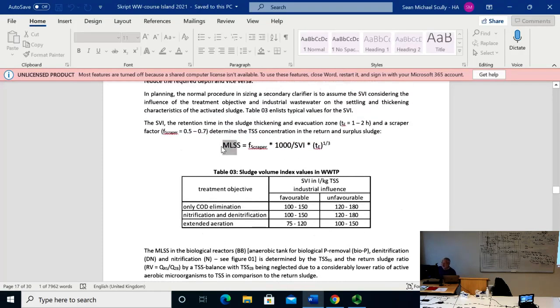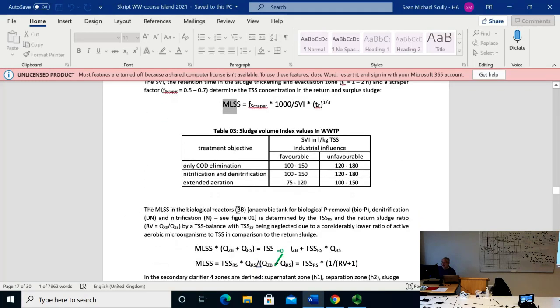This is the TSS in the return sludge, no? And the MLSS in the biological reactor, the anaerobic tank, where the biological reactor consists of those 3 tanks for BioP removal, denitrification, nitrification, is determined by the TSS in the return sludge. This is what should be here, and the return sludge ratio, by the TSS balance, with the TSS of the inflow being neglected due to a considerably lower ratio of active anaerobic microorganisms TSS in comparison to the return sludge.